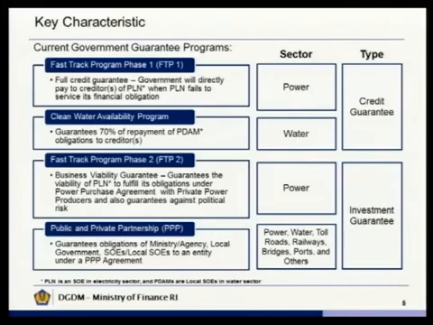And the last program is the PPP. This is similar to FTP2, but the guarantee parties are many. I mean, the guarantee party is a ministry, line ministry or agency, local government, SOE or local SOE. The government guarantees the guarantee party to fulfill their obligation under the PPP agreement. And there are many sectors in the PPP. It can be power, water, toll road, railway, bridge, port, and others.